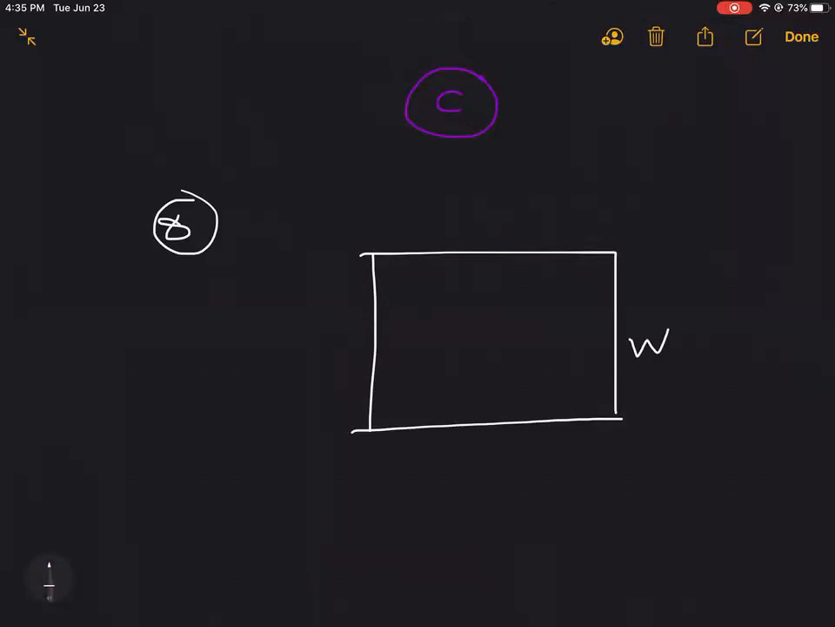Okay. So first of all, we know that the formula for the area is length times width, right? But in part A, they said you need to write the area in terms of W, where W is your width. So what does this mean? Can anyone think what it actually wants you to do? What does your intuition say?